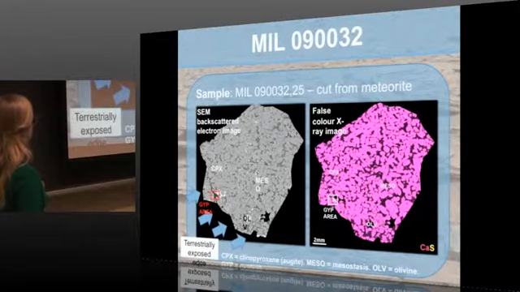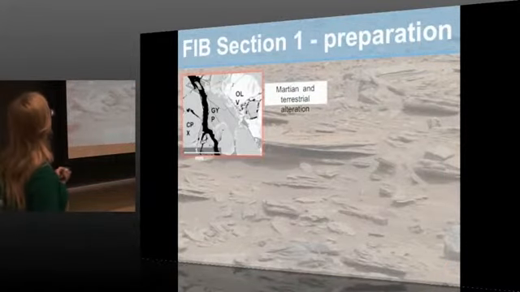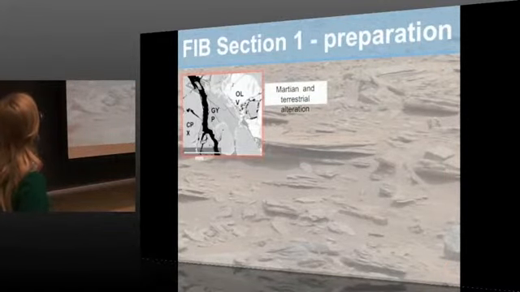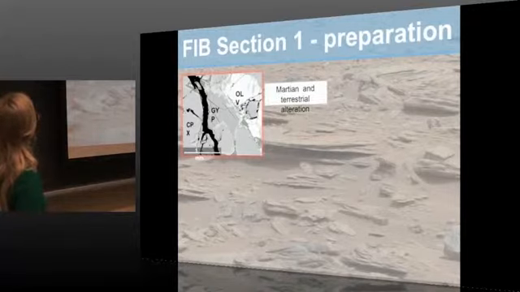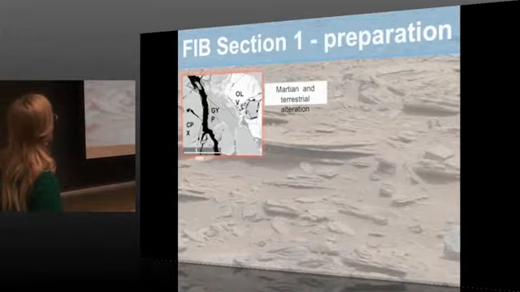And if we focus in a little bit more, this is just an electron microscope image of the gypsum grain. You can see this crack here, and you can also see that it's next to one of these olivine grains that I pointed out with some pre-terrestrial Martian clay.